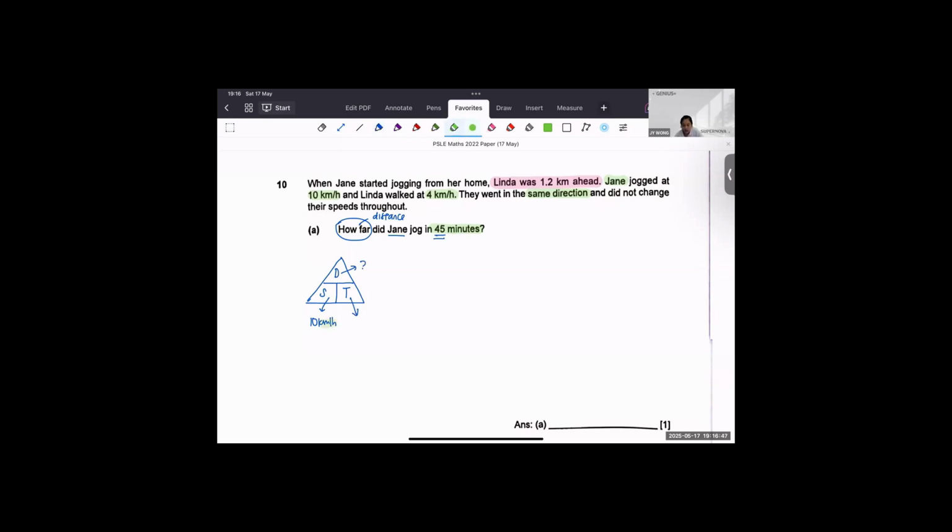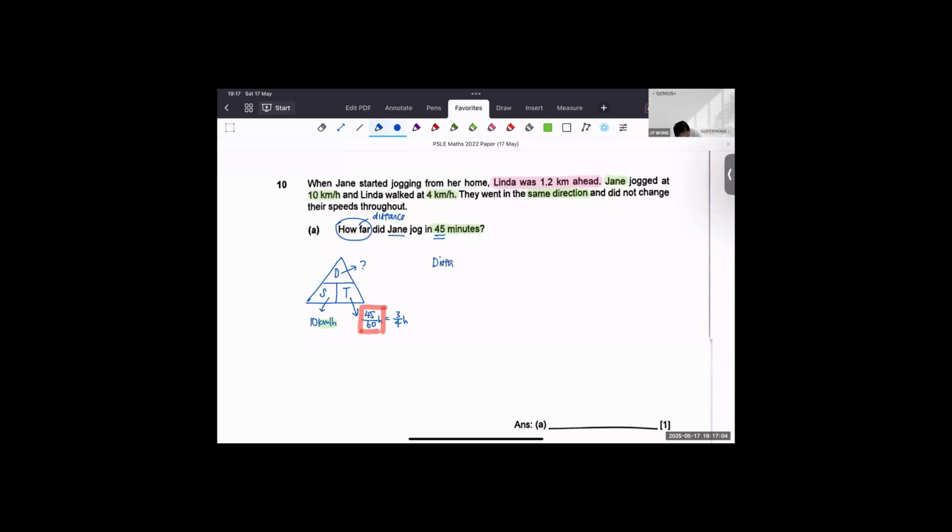My unit for speed is per hour, so I change 45 minutes to hour, which will give me 3/4 hour. Or if you want to leave it as 45 out of 60, it's also fine. You don't need to reduce until the end, and you have a calculator, so it wouldn't be a problem.